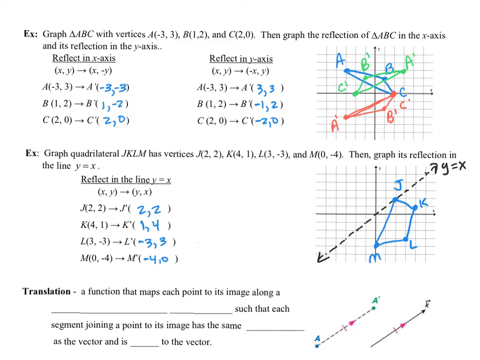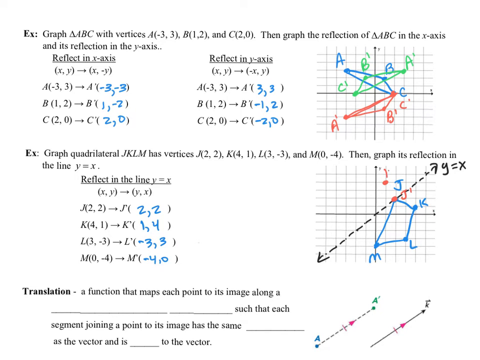So let's go ahead and plot those 4 points. J prime is the same as J. So J and J prime are the same point because J is on the line of reflection. Point K prime at 1, 4.